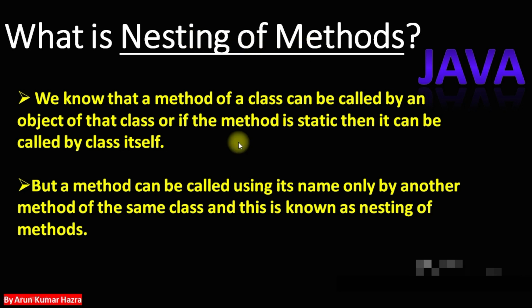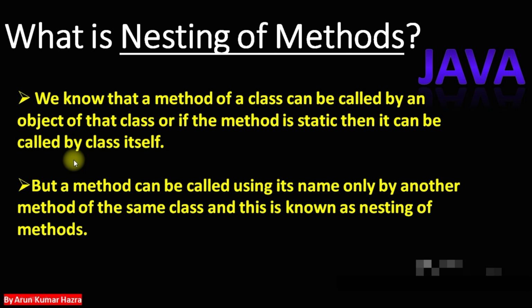So we already learned that to call a method of a class, we generally use the object instance, like object dot then the method name. Or if the method is a static method, then we generally call that method using the class name itself, like class name dot then the method name, right? These two ways we already learned.